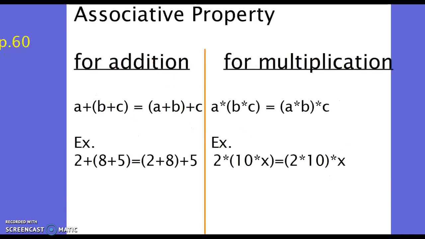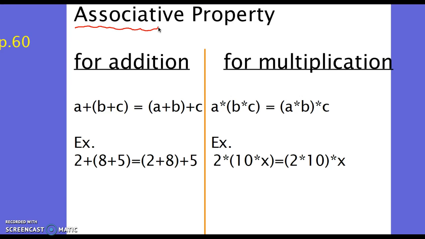Okay, turn the page to page 60. The next property that we're going to talk about is the associative property. In the word associative is the word associate. We can associate or group different numbers together when we add and when we multiply, which kind of changes the order of how you do things, because parentheses are what we do before we do anything else in order of operations. Remember PEMDAS. Please excuse my dear Aunt Sally.